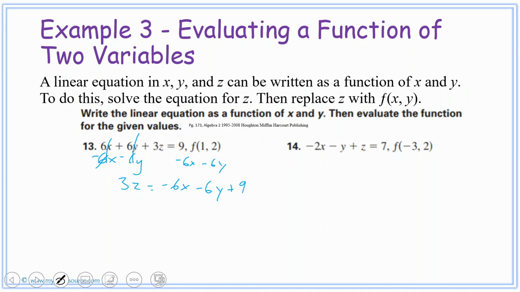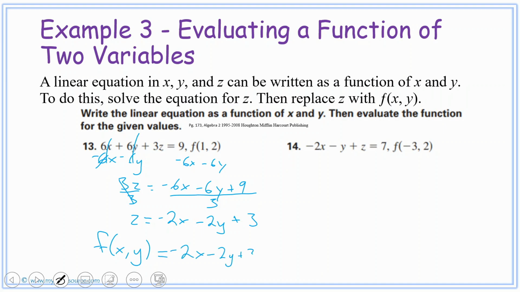Then just divide everything by 3, right? You could do that individually or collectively, but negative 6x divided by 3 is going to give us negative 2x. The negative 6y divided by 3 is going to give us negative 2y. And then 9 divided by positive 3 is going to give us positive 3. So now that we have that z there, one little thing we need to do is simply rewrite z with f of x, y. Right, so this just represents that it's a function of x and y, because z is the vertical axis. So then we have negative 2x subtract 2y plus 3, and we're done.